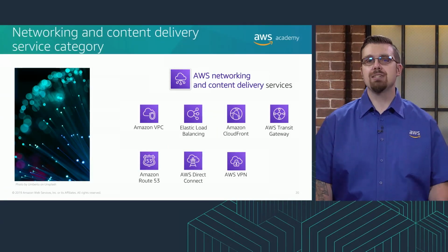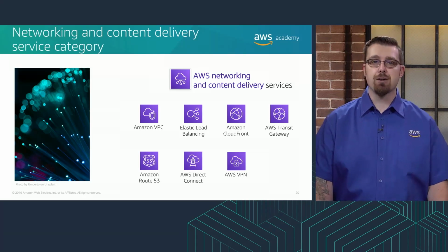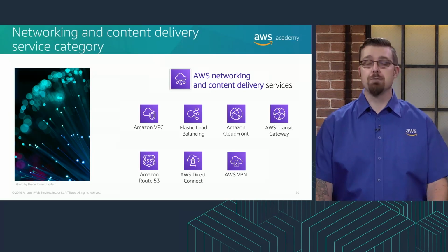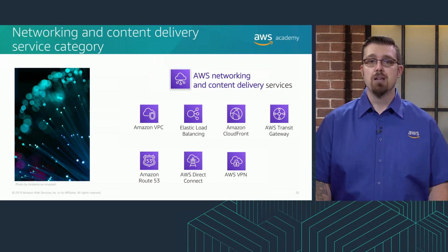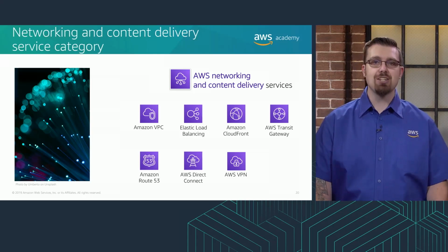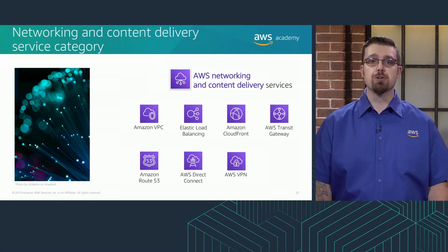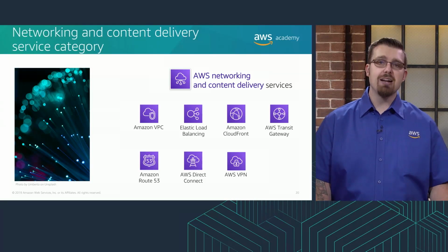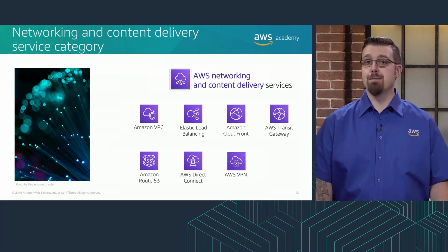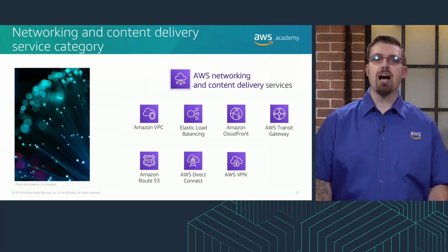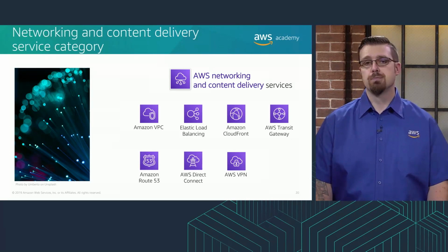Next, we have the AWS Networking and Content Delivery Services category. Services in this category include Amazon Virtual Private Cloud, also known as Amazon VPC, which enables you to provision logically isolated sections of the AWS cloud to launch AWS resources in a virtual network that you define. Additionally, we have Elastic Load Balancing, that automatically distributes incoming application traffic across multiple targets, such as Amazon EC2 instances, containers, IP addresses, and Lambda functions.